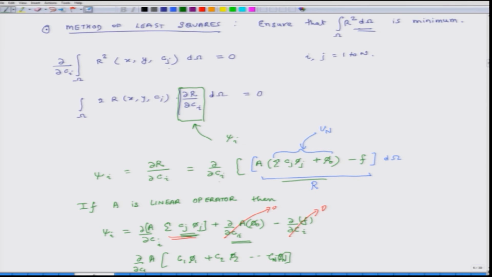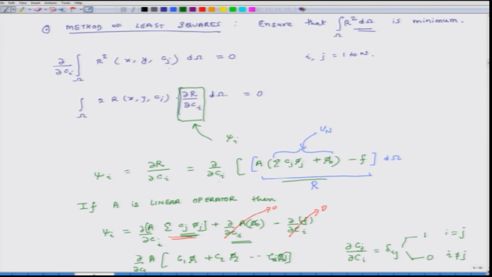Okay. Now, when I differentiate, what does that mean? That if i equals 1, then only the C1 term will appear in the system, because the partial of C2 with respect to C1 is 0, right. So, the partial of Cj with respect to the partial of Ci is the Kronecker delta ij, and its value is 1 when i equals j, its value is 0 when i does not equal j.